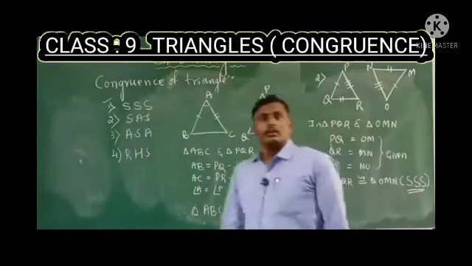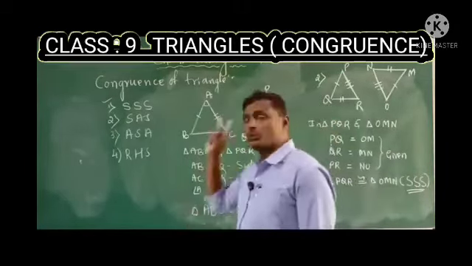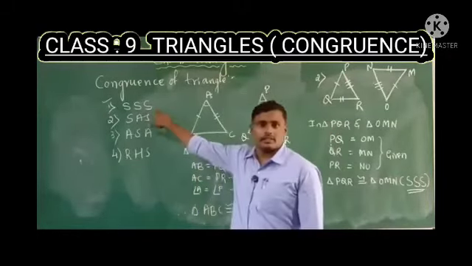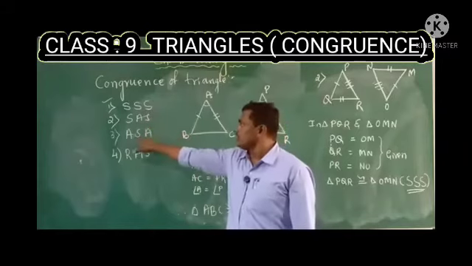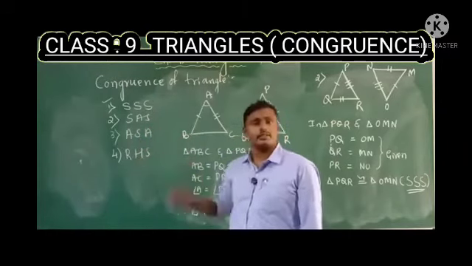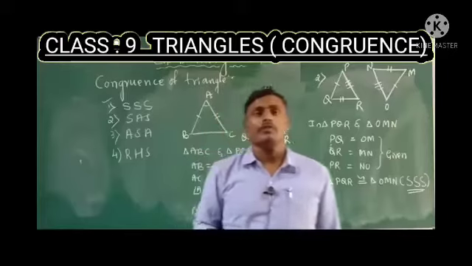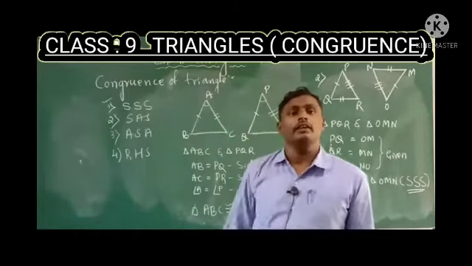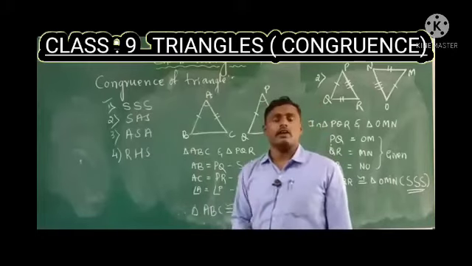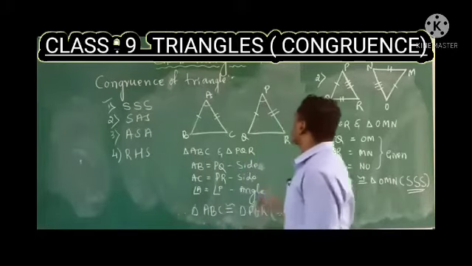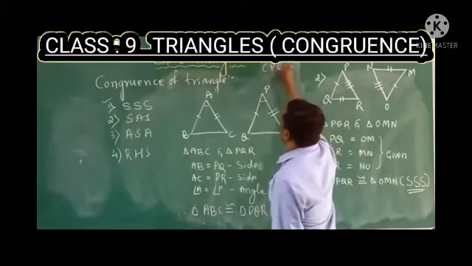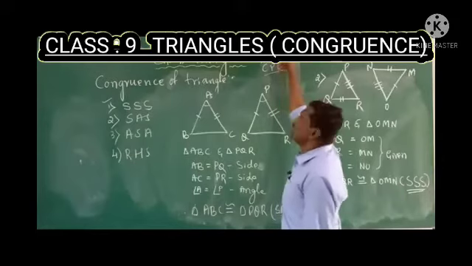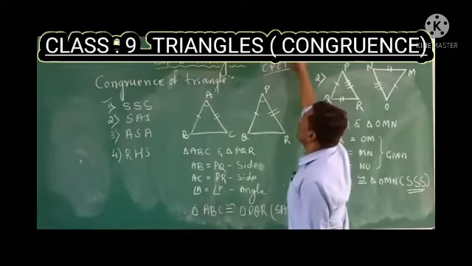One more thing, if two triangles are said to be congruent, whether you take SSS, SAS, ASA, RHS, whatever it may be, in all types of congruence criteria, if you are proving two triangles are congruent, then their remaining angles and sides are all equal by using CPCT. So CPCT means what? Corresponding parts of congruent triangles.